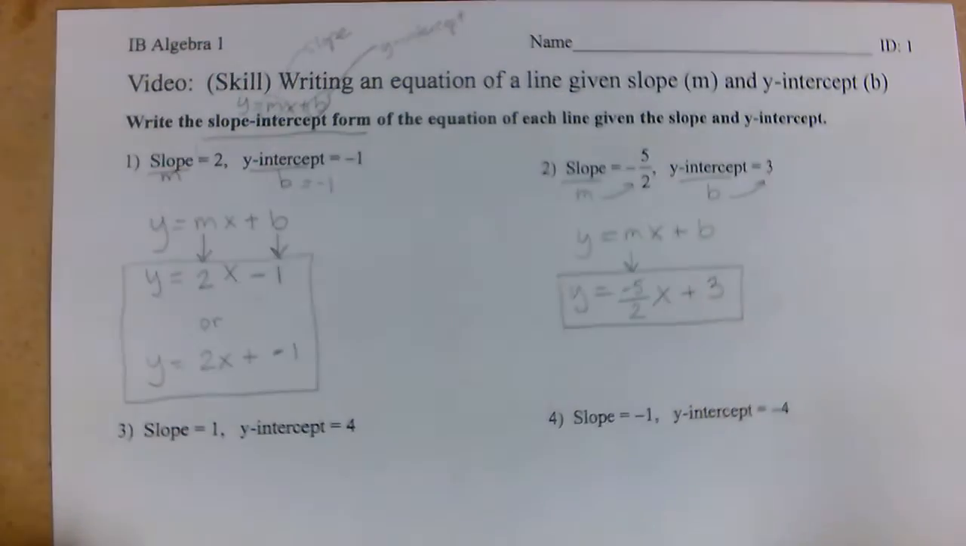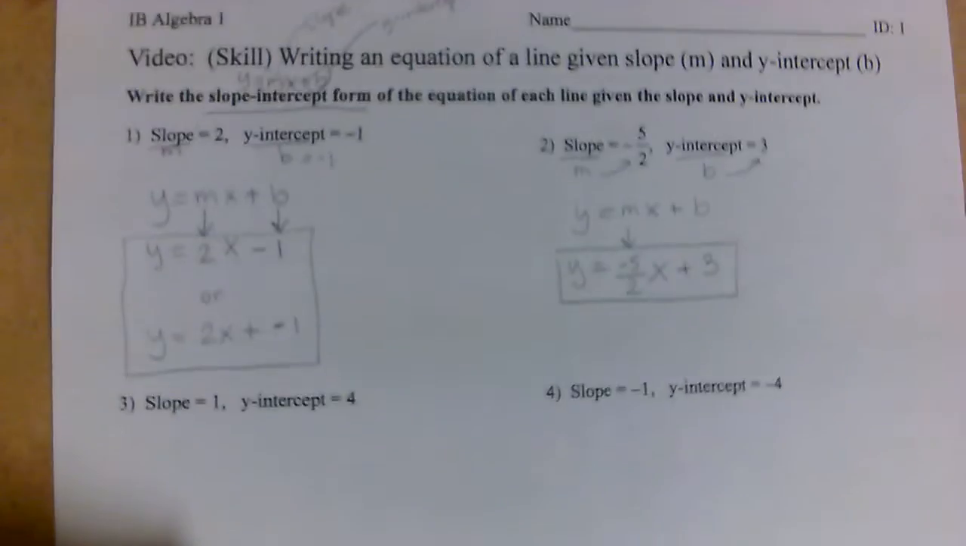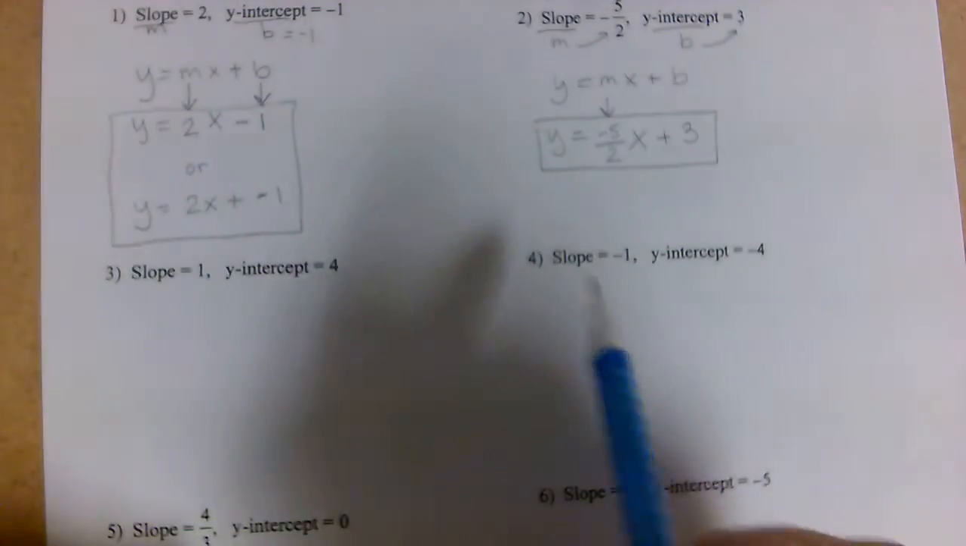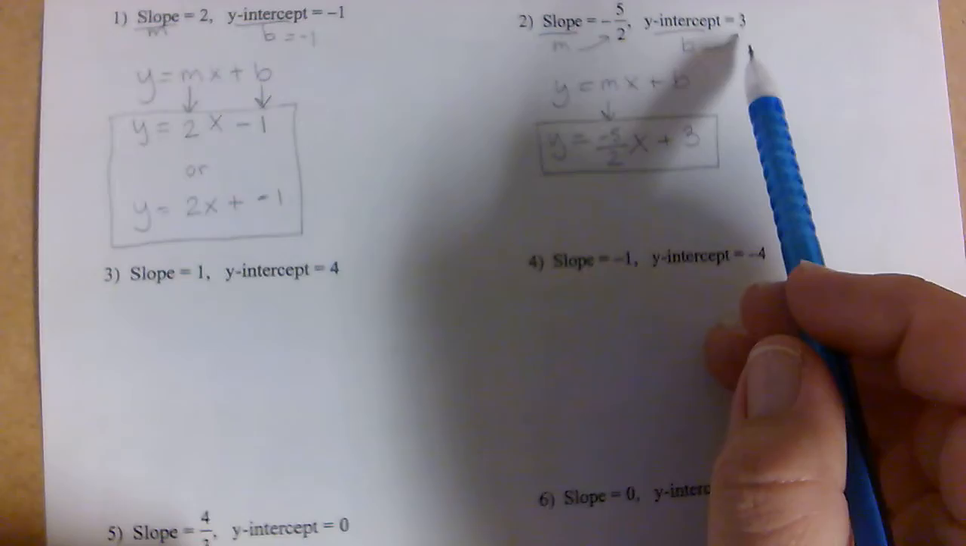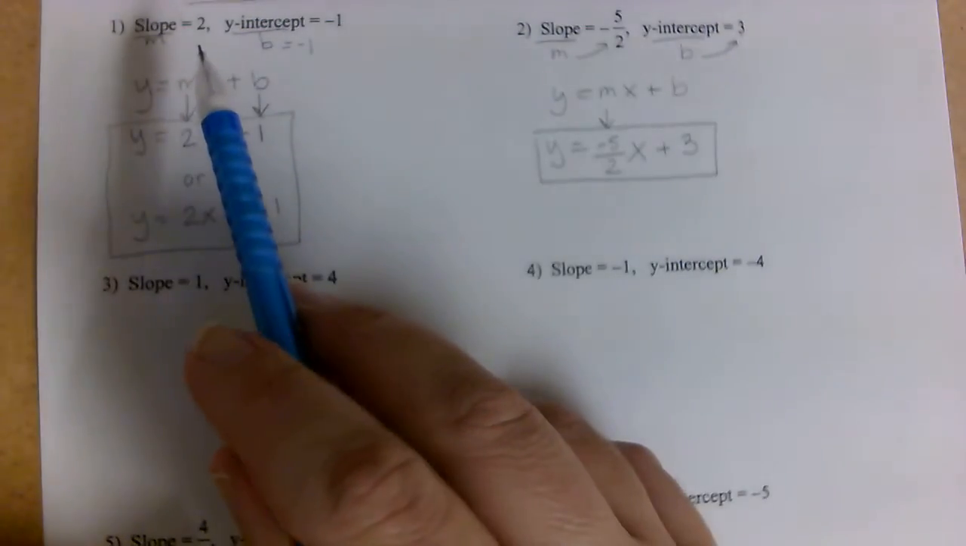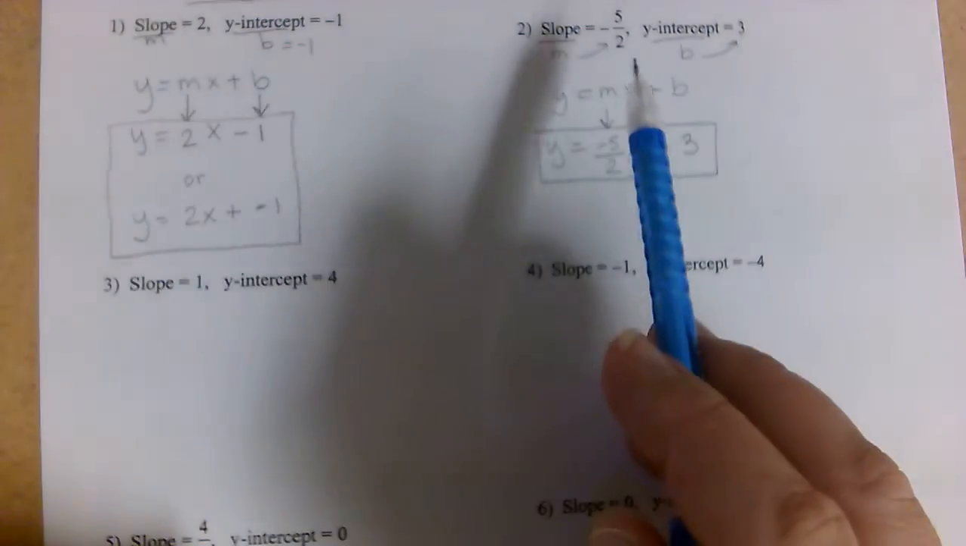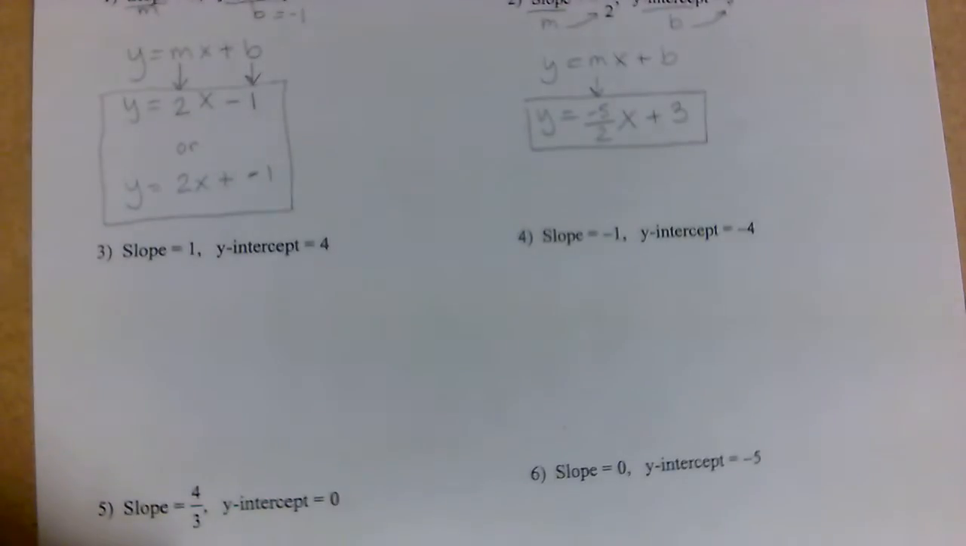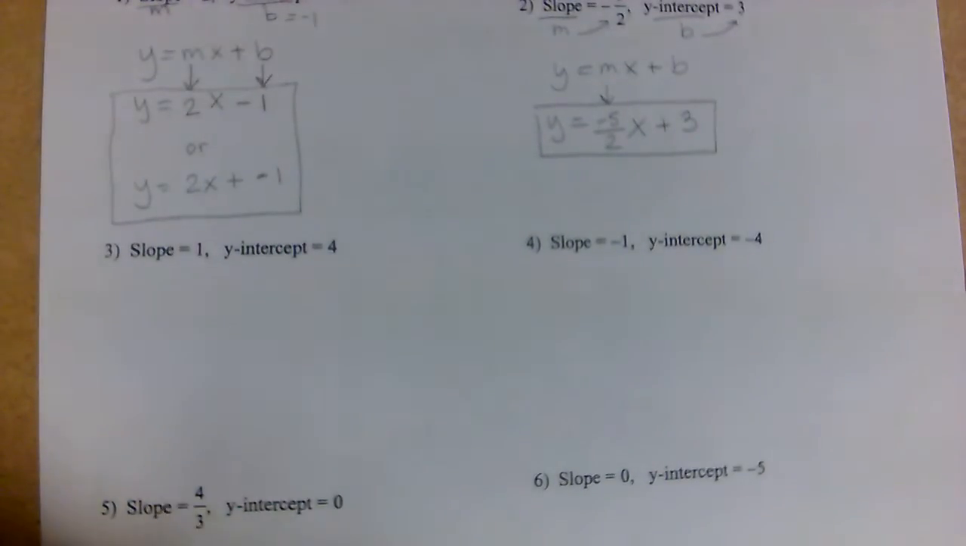So these are very simple, quick, just filling in the information that we know already into the equation in the correct places. So we've done one with a negative intercept, one with a positive intercept, one with a whole number slope, one with a fraction slope, negative fraction slope. So now we're going to move down to number 3. Why don't you go ahead and pause the video here and try to do 3 and 4, check back to see if you did them correctly, and then we can move on together.